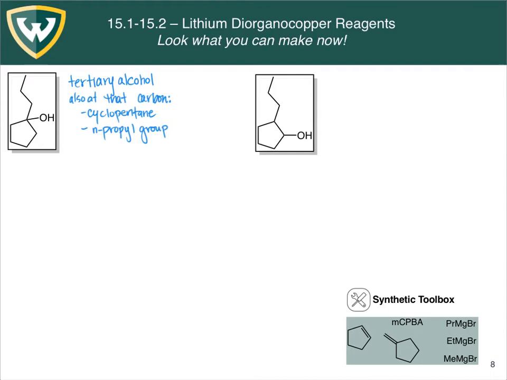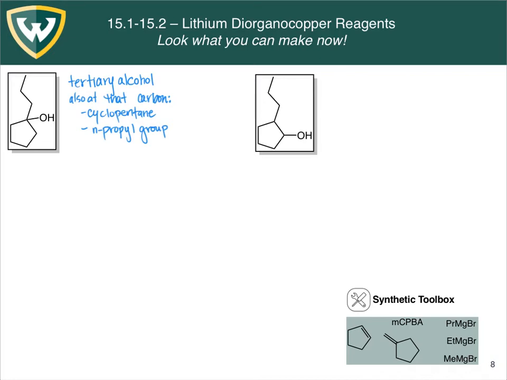So now if we look in the bottom right corner, we can see what kind of starting materials we're allowed to use in this problem. Okay, so I've called this the synthetic toolbox, and those are the starting materials and reagents that you're allowed to use, and you can use any solvents that you like. Okay, so we've identified that we have an N-propyl group, and so we might think about whether we could use N-propyl magnesium bromide, which is one of the available reagents.